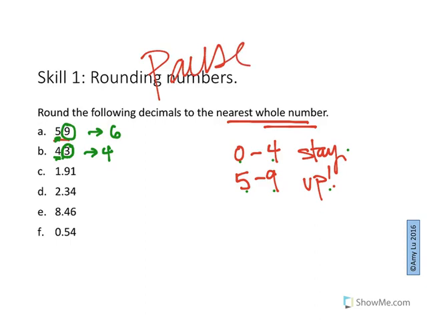In the next one, we want to round that 1. Is this 1.91 closer to 1, or is it closer to 2? So we still have to look at the number directly behind the decimal because we want to affect the whole number. And since it's between 5 to 9, it rounds up. So this one becomes 2. So this time, pause and try to do D, E, F.